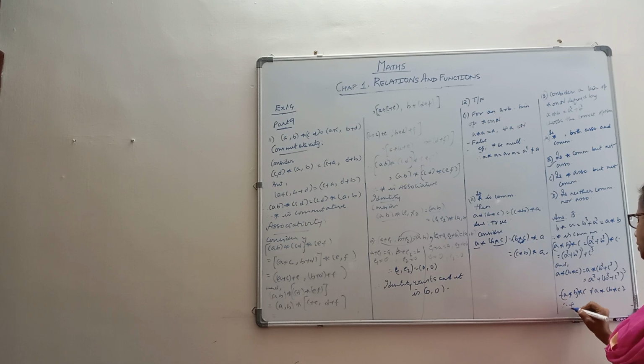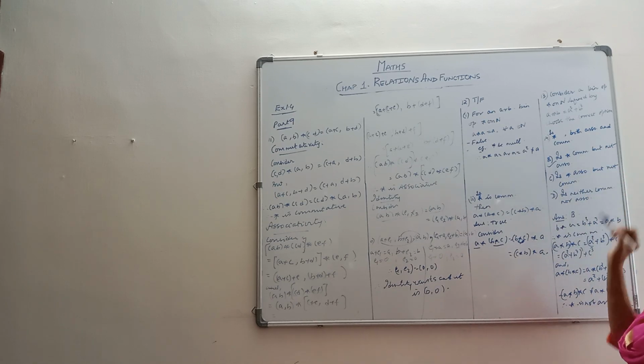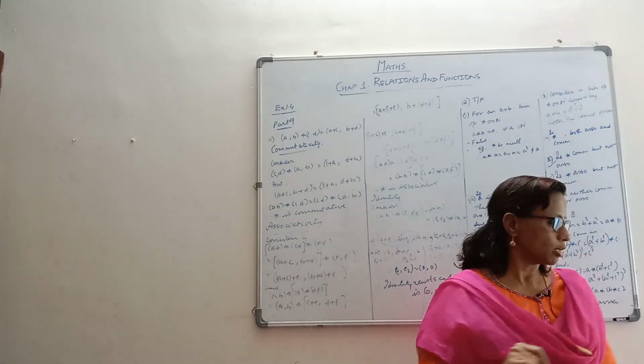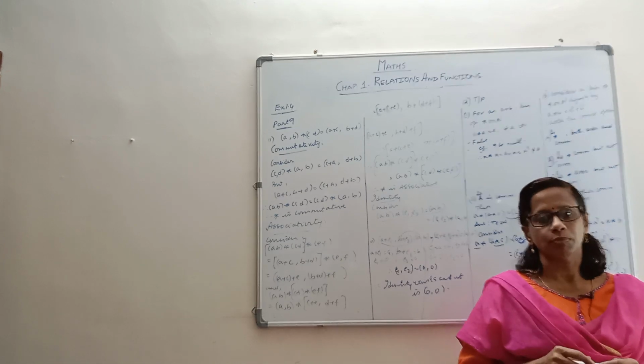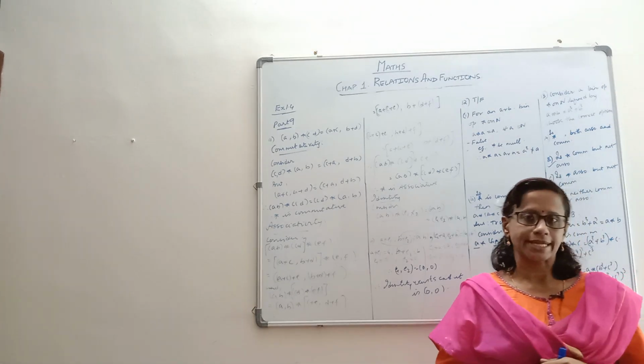So star is not commutative. Sorry, it's not associative. So that is why we say that it is commutative, but it is not associative. So that's all about the exercise 1.4 binary operation. This was the 13th problem. Next, we are starting with the miscellaneous. Thank you.